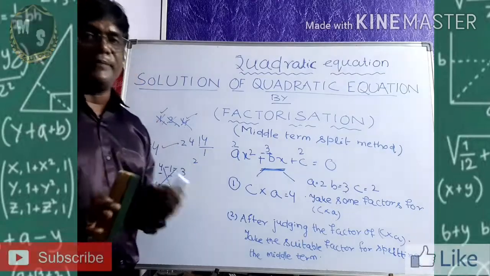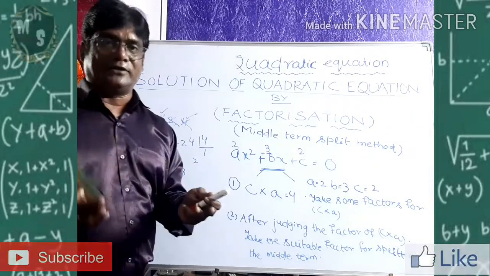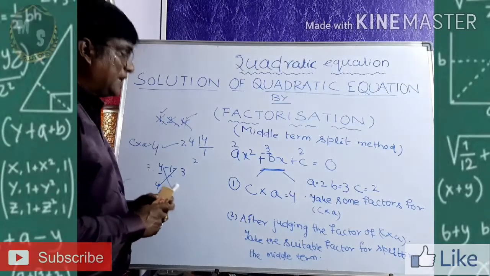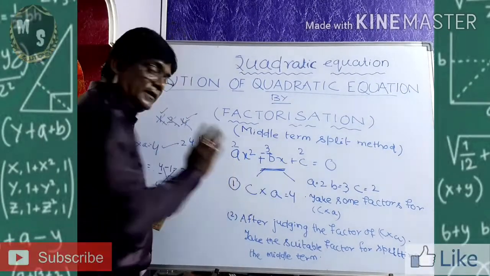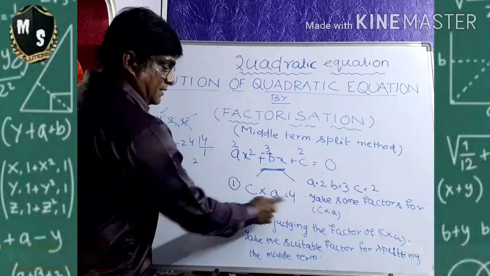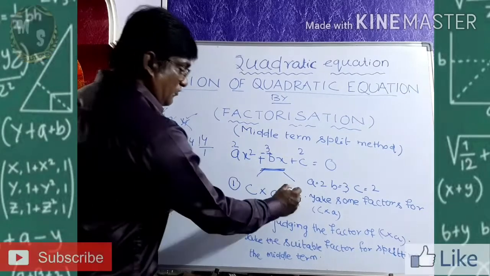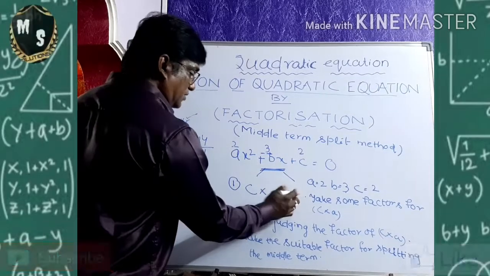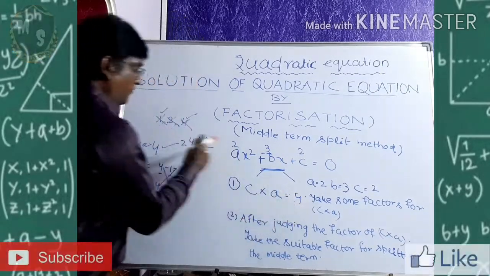Sometimes it will also happen. The reason will be said later. But try to know about the factorization. What is the factorization? First you multiply C into A. Very slowly I am saying. After C into A, judge your factor. What is C into A coming? Now C into A is coming 4. Then take the factor of 4.